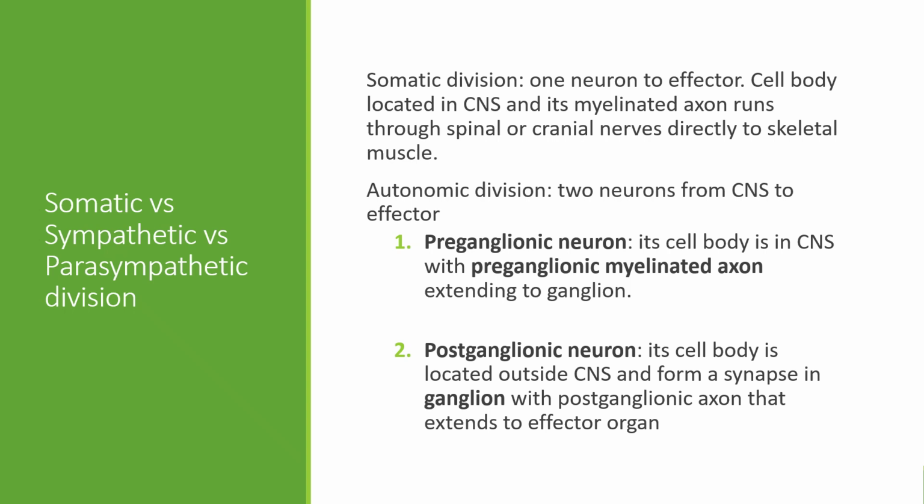Remember, a ganglion is a whole mass of cell bodies in the peripheral nervous system. So you're going to have the neuron that's before that called the preganglionic. So its cell body is going to be in the central nervous system, and then it's going to have a preganglionic myelinated axon that's going to extend to the actual ganglion itself. Then you're going to have the postganglionic neuron that's after that. Its cell body is going to be located outside of the central nervous system in the peripheral, and it's going to form a synapse in that ganglion with the postganglionic axon that's going to extend out to the effector organ. So go back to the picture on the previous page, and that's what it was showing you.